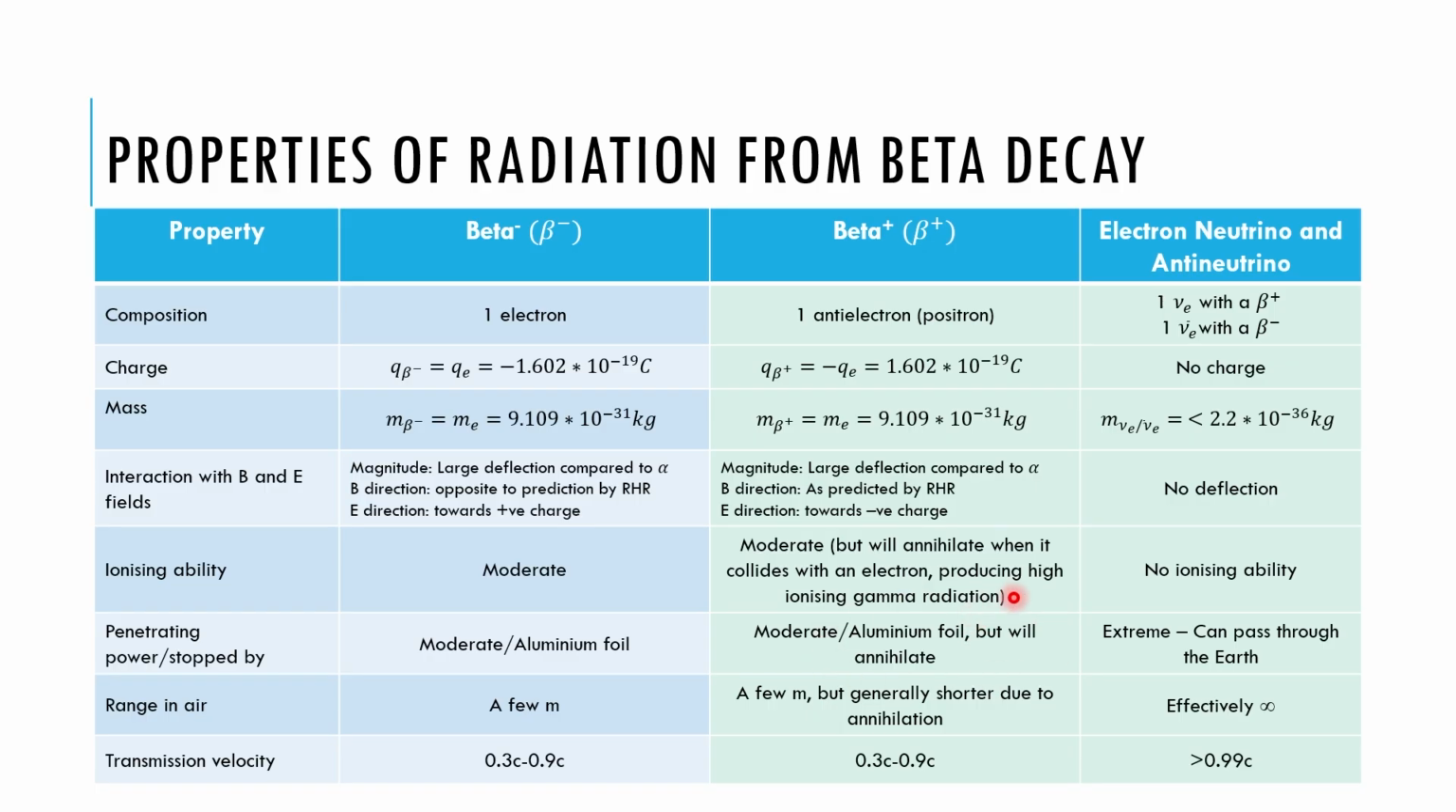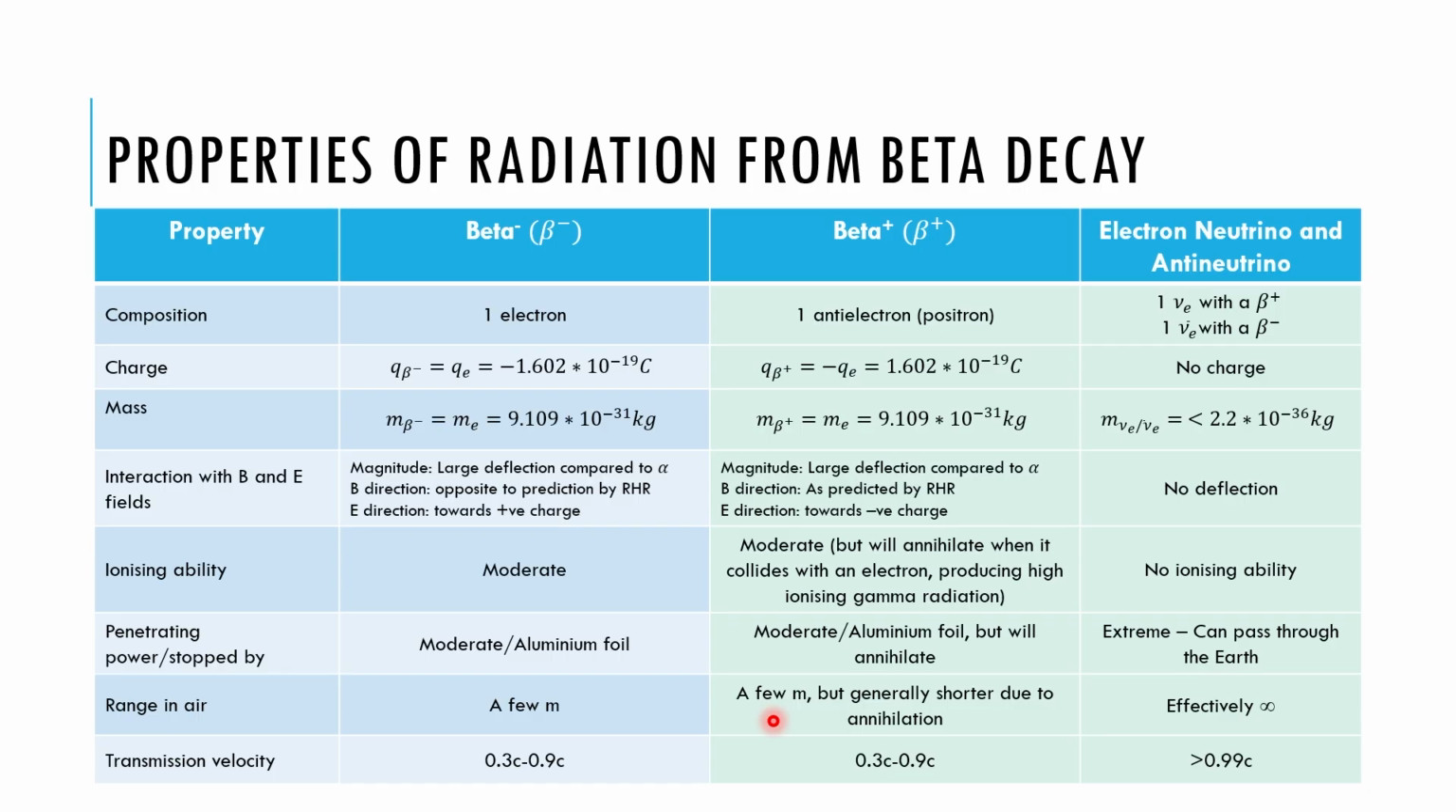but if it comes into contact with a beta minus particle, another electron, it again will annihilate. Even though theoretically it has moderate penetrating power, it's probably going to annihilate quite quickly. Similar consequences again for the range in air. Theoretically it's a few meters, but it's going to be shorter than that because, again, it's going to annihilate. And its transmission velocity is very similar to a beta particle.